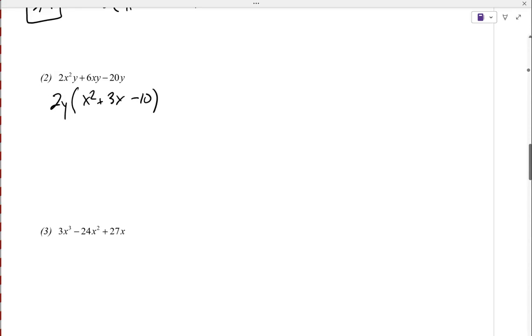And then a minus 10. Good. That part okay? Okay. All right, so now let's look at the trinomial that we have. What's the first thing we look at? Factors of 10. Good. What things multiply together to give you 10? Yeah, 5 and 2 and 1 and 10, right? We agree? That's it, is all we have, right?